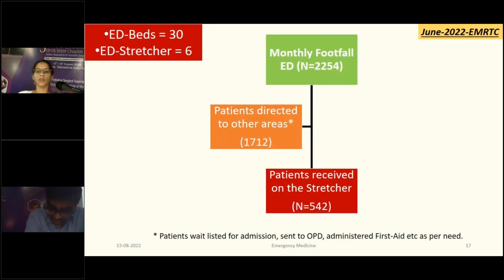A brief description will now start of the snapshot of the ED at EMRTC for the month of June 2022. The number of patients that presented to the ED during this time period was 2,254, out of which only 542 patients were received on the stretcher. The rest of the patients were directed and channelized to areas like the OPD or waitlisted for admission.